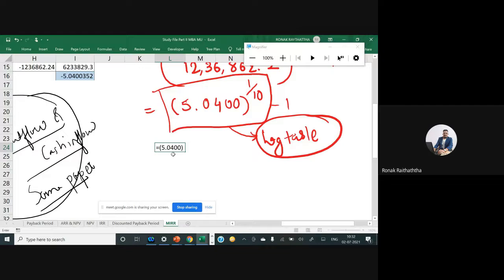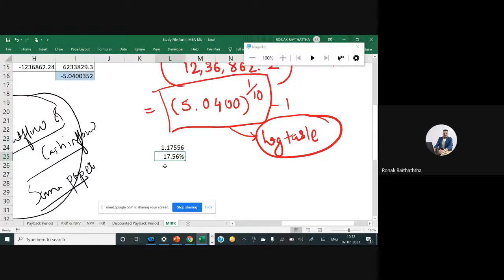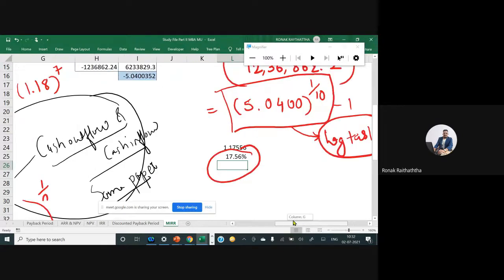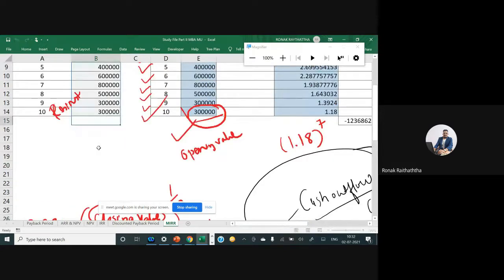5.0400 raised to, in bracket I'm putting 1 divided by 10, then equals to this minus 1. So you get 0.1755. So let me just convert that into a percentage. So that is 17.56%.